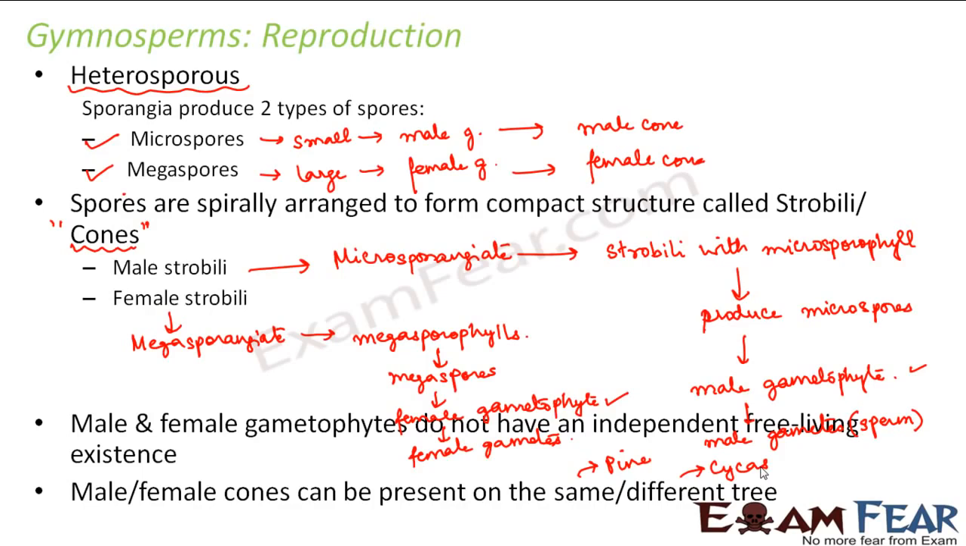Okay, one more thing to be explained here is why did I say that the male and female gametophytes cannot exist independently? Here, these gametophytes which I spoke about always remain inside the sporangia. So they do not come out of the sporangia and grow and form an independent organism. They will always remain inside the sporangia. That is why it is said that they do not have an independent existence.